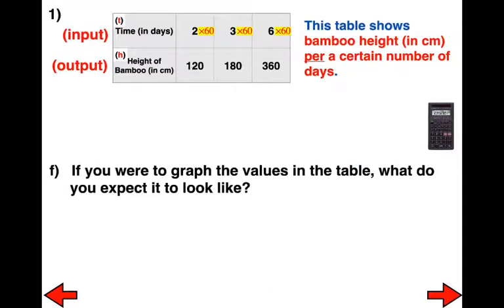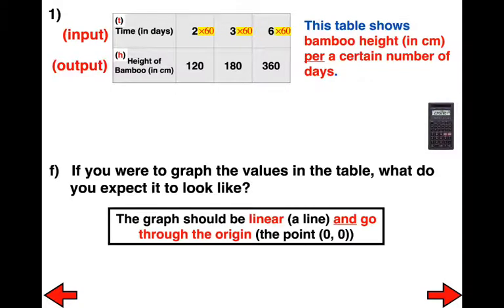All right, and then we have a part F. If you were to graph the values in the table, what do you expect it to look like? Well, we already stated that this is a proportional relationship. Remember, all graphs that are proportional are linear. In other words, we have a line and they have to go through the origin. So all we're really doing today, putting everything together, is adding on that one new part, which would have been part E.